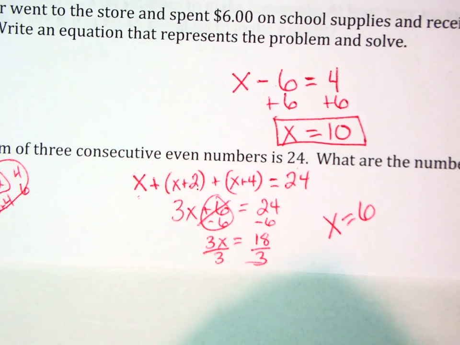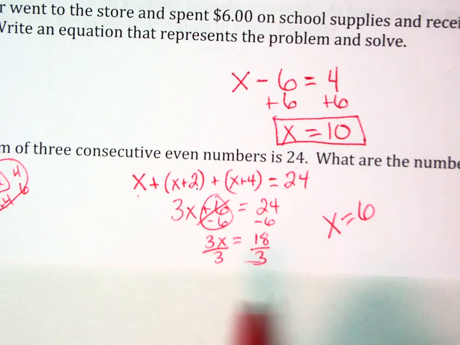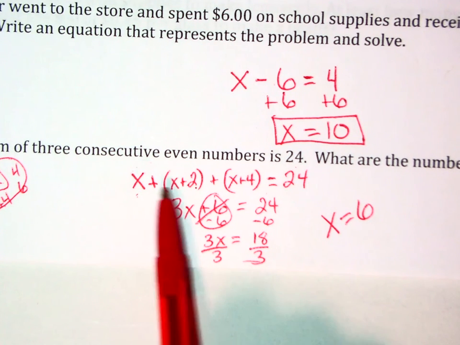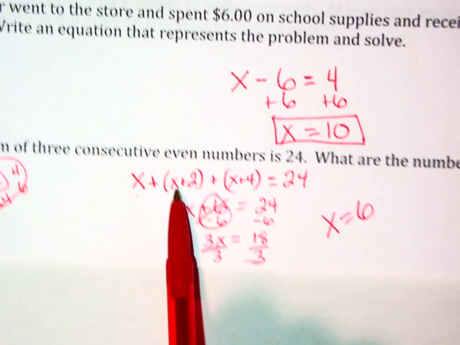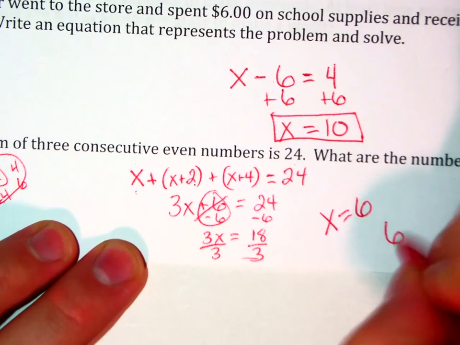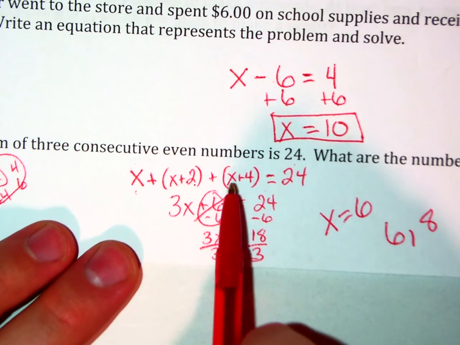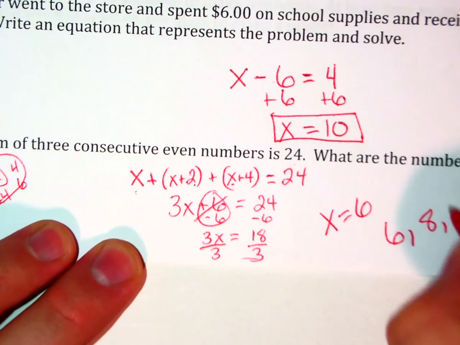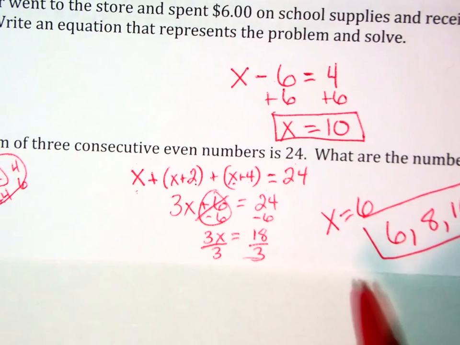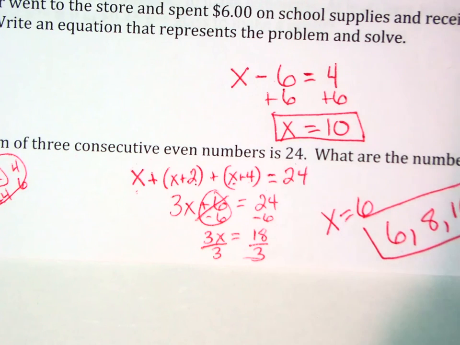Now so far all we've done is find the value of x, which was my first term in my set of 3. So if my first term is 6, then I can plug x into my middle expression, which is x plus 2. So 6 plus 2, my second term is 8. And then I can plug x into my third expression, 6 plus 4, my third term is 10. So 3 consecutive even numbers, in other words, even numbers that are back to back, 6, 8, and 10, add up to give me 24.